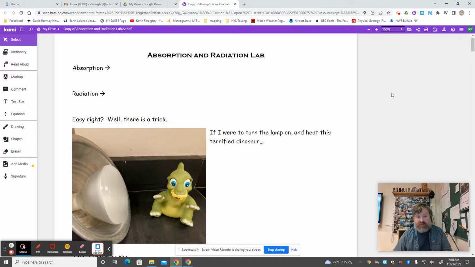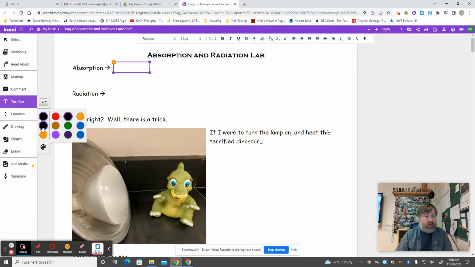So you should only be doing this if you've done all three sections already with the lamp and the two objects that you heat and cool, right? Let's have our definitions be really just that simple. There's no reason to get fancy with these.